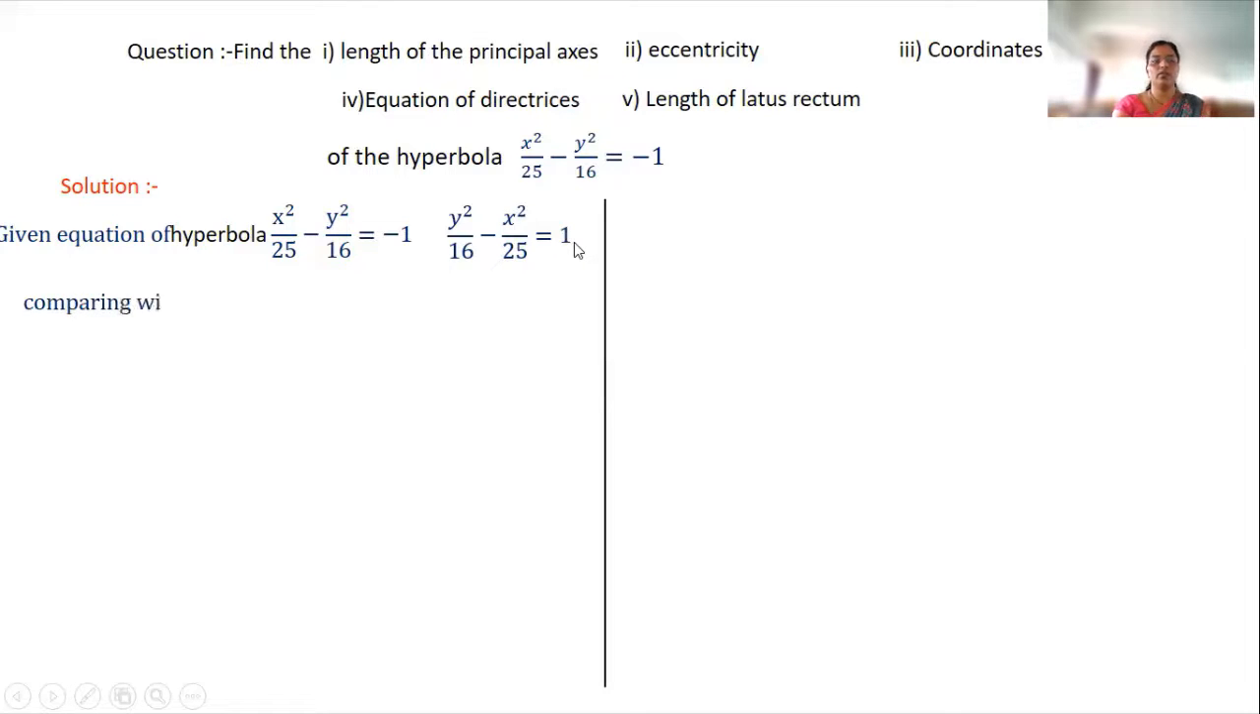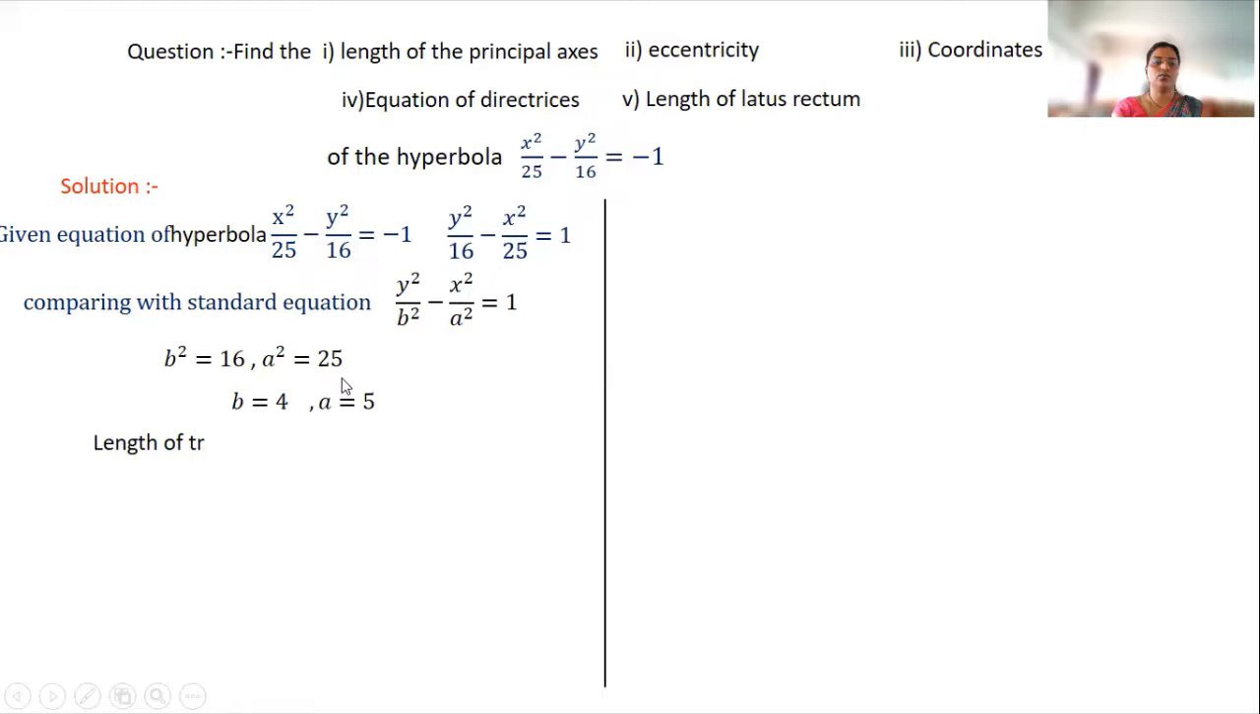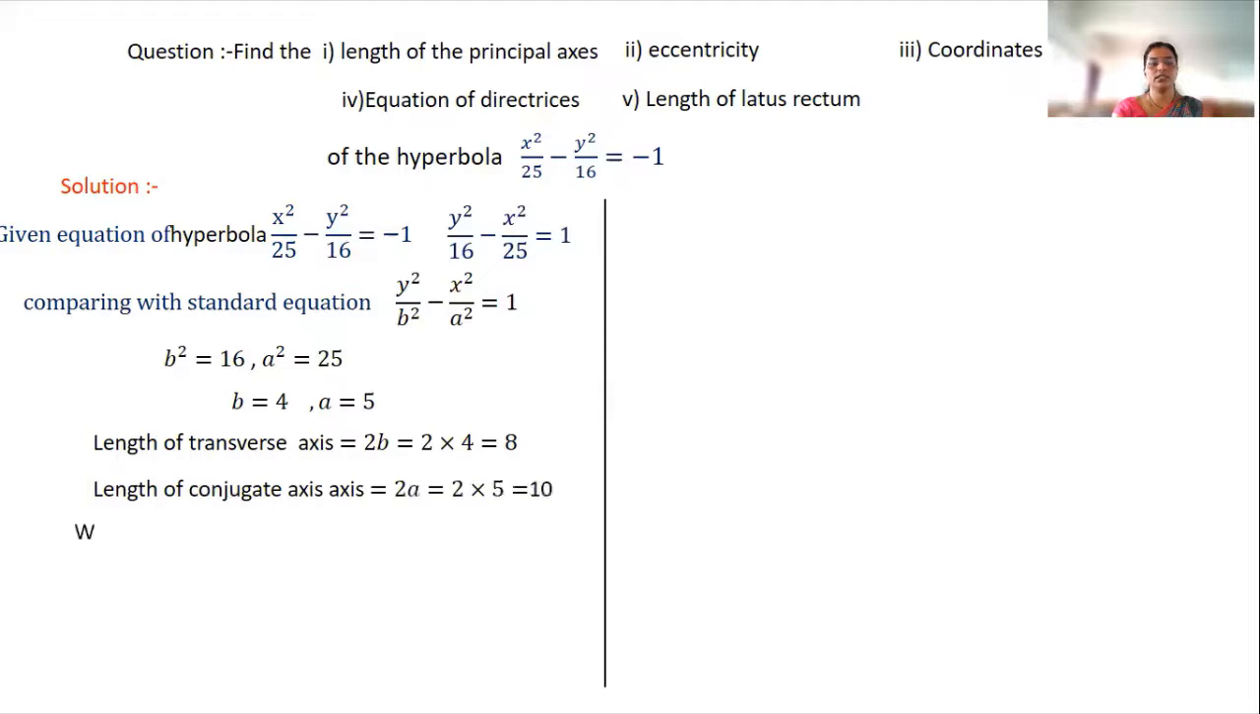which is a conjugate hyperbola. And for the conjugate hyperbola, the equation is y square upon b square minus x square upon a square is 1. Therefore, b square is 16 and a square is 25. b is 4, a is 5. Then the length of the transverse axis is 2b, that is 8. The length of the conjugate axis is 2a, that is 10.